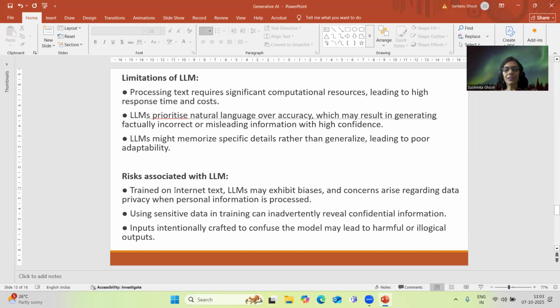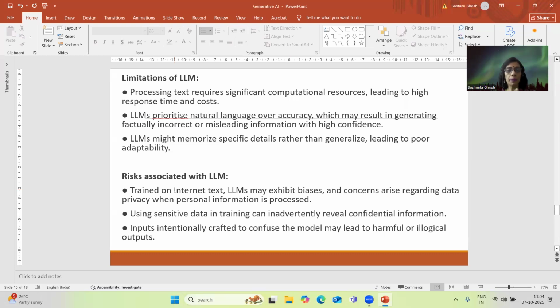LLMs prioritize natural language over accuracy, which may result in generating factually incorrect, misleading information with high confidence. Now, whatever AI gives, we blindly follow it. But at times, it may be generating something which is not correct. And if we check the data against the facts, we may find that there is some level of error in that. So be sure that whatever you are picking up from AI is correct.